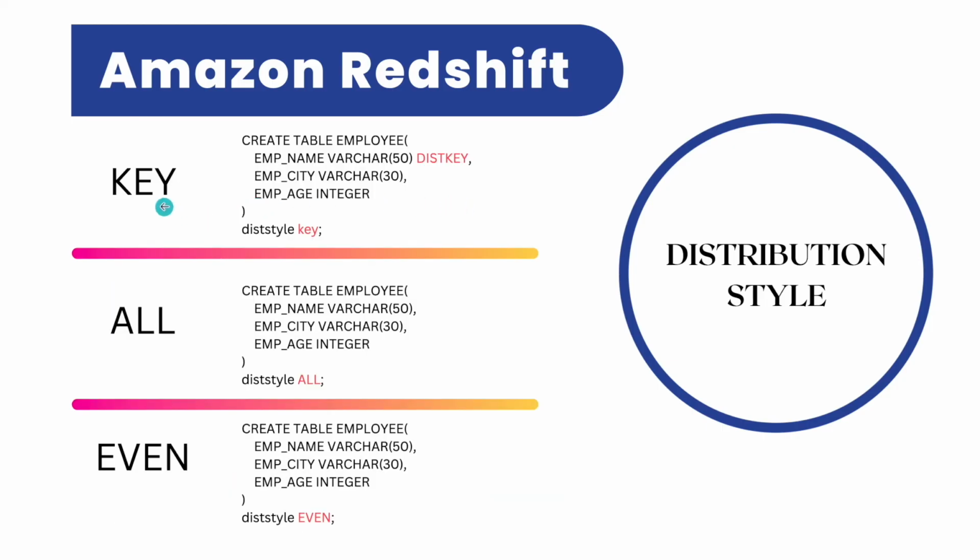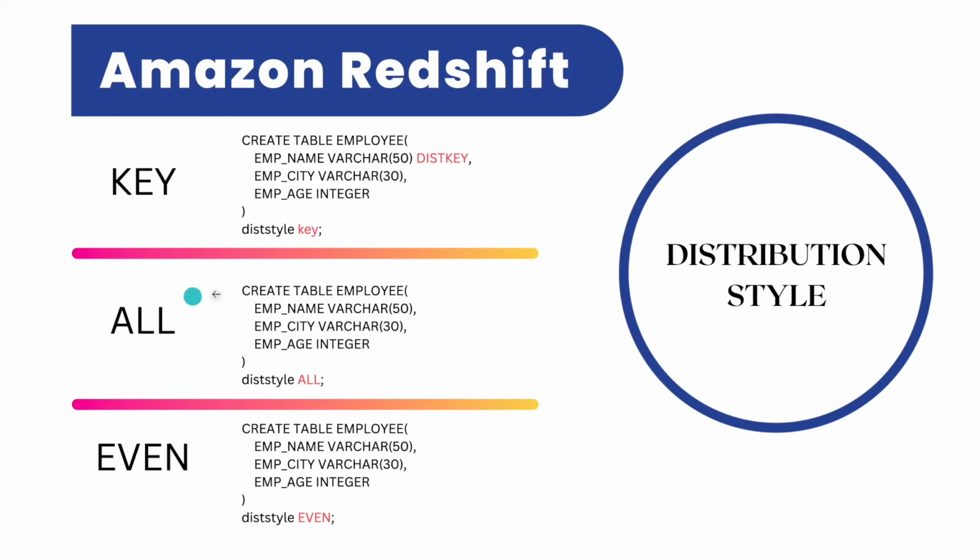So in the first example, we are explaining how we can use a distribution style key in Amazon Redshift. This is the basic create table statement for this table employee, where it has three columns. You see I have specified employee name as the dist key, and at the end I have specified the dist style key. It means that this table distribution style is key and the distribution key column is employee name.